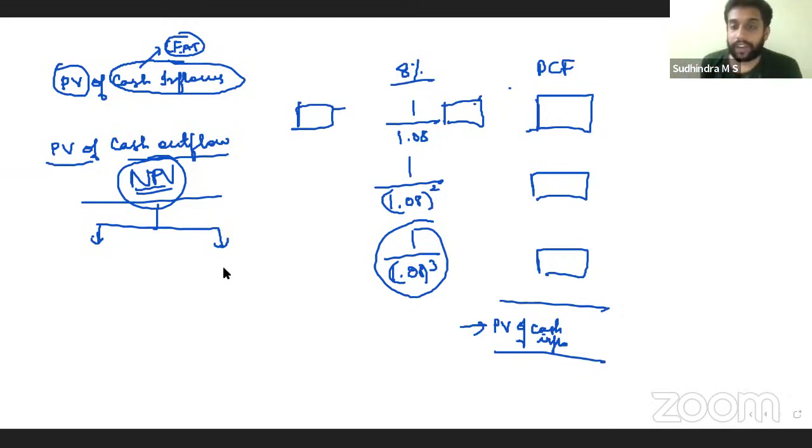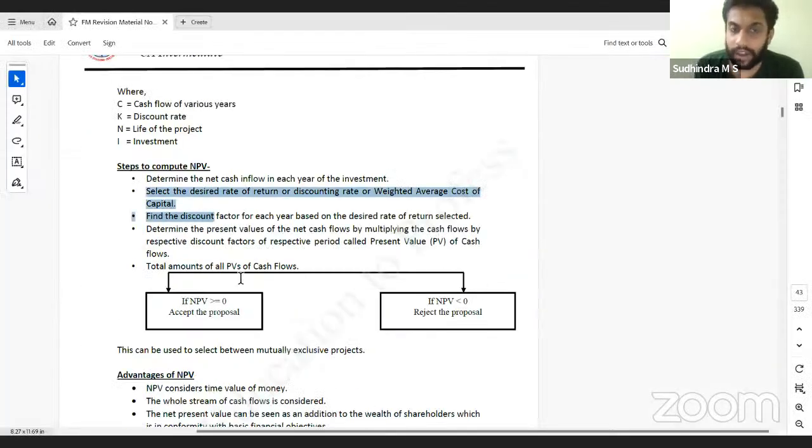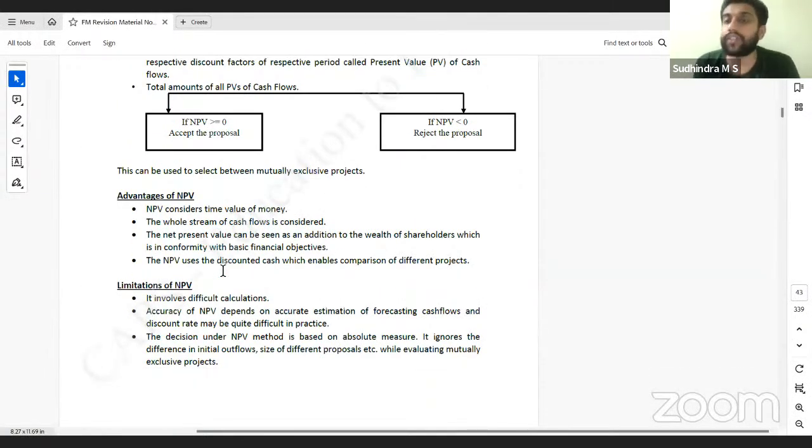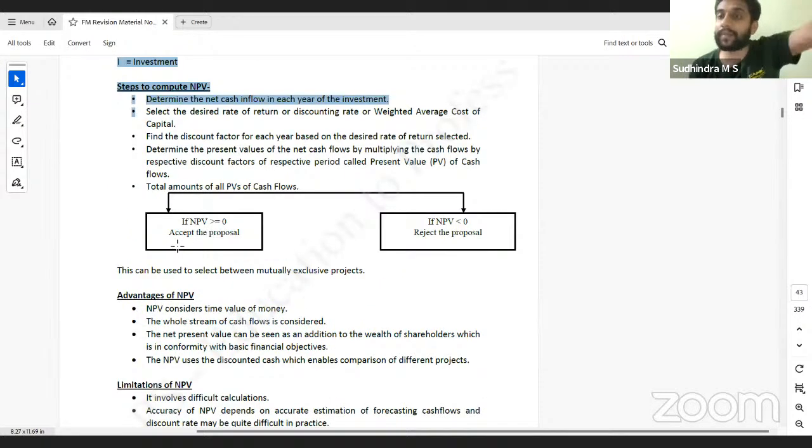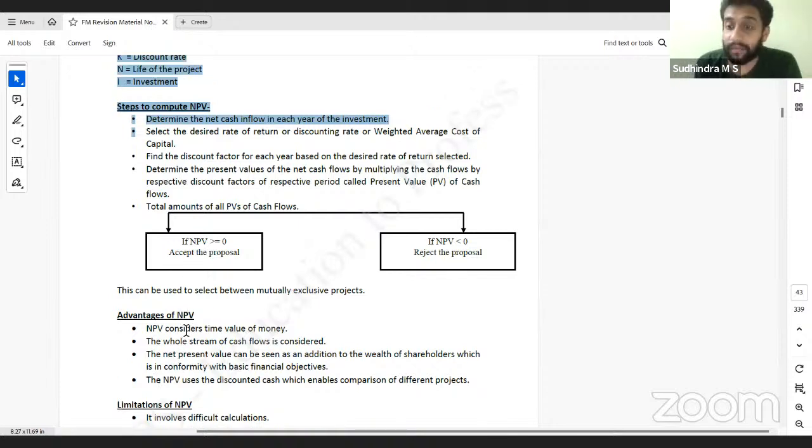Okay, fine. So that's how NPV is calculated. Steps we have already discussed. What are the advantages of NPV? Whatever was the disadvantage there, here becomes an advantage: time value of money. So NPV considers time value of money.